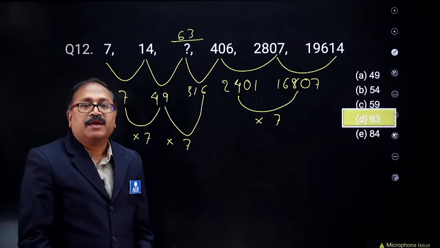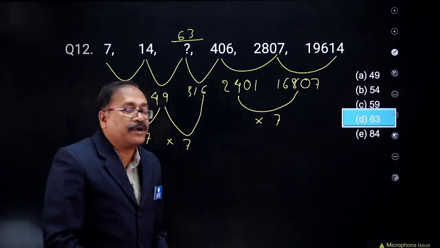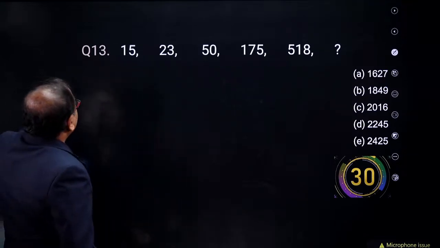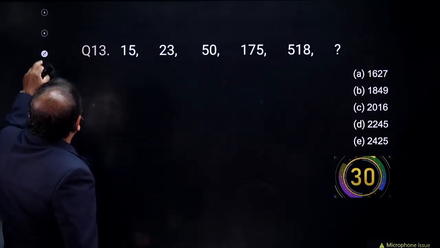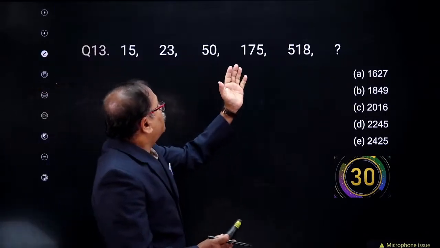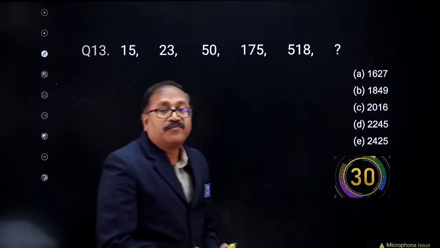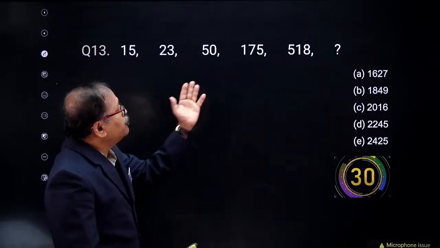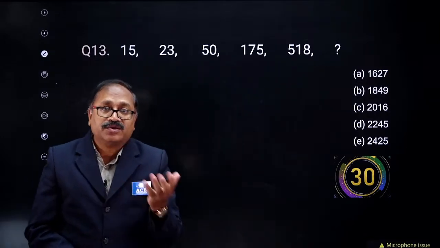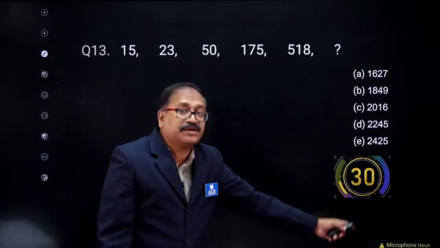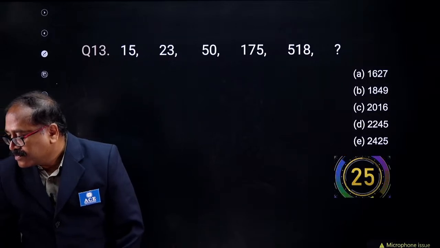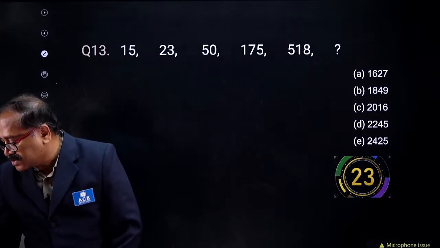Okay. Not to worry. So this is the learning part. I am giving the next question to you. There are 5 questions. Look at the flow of the question over here. The 15, 23, 50, 175 and 518. So either it could be a multiplication or addition. It could be either of these. So you can try this, and your 30 seconds starts now.